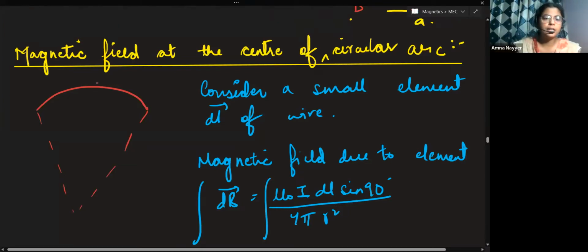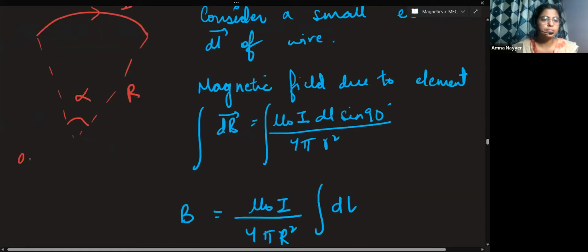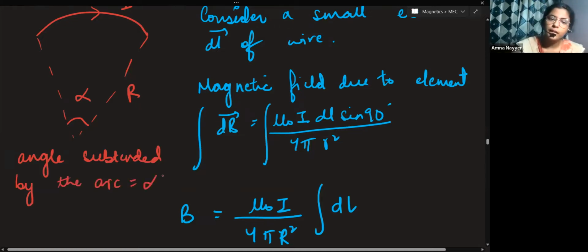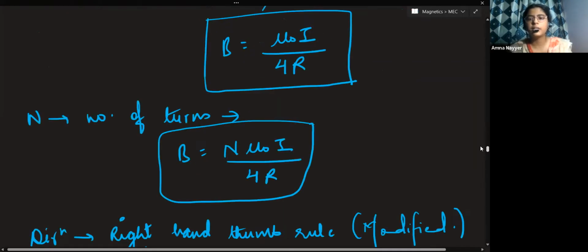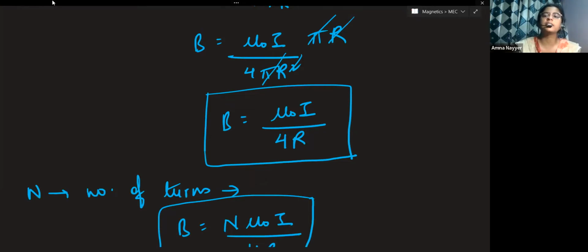So let's say current I is flowing, the radius is R, and the angle is alpha. So alpha is the angle subtended by the arc. Now, here again, these things will be the same: the angle, sine theta, till here it will be the same. The difference will come when we reach this part.